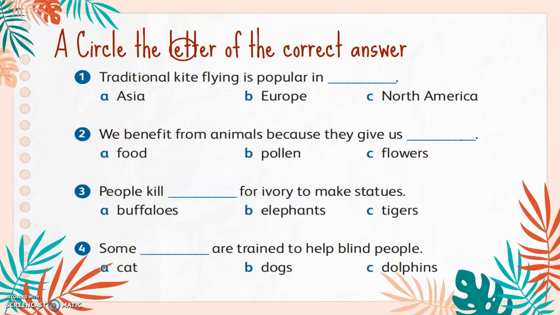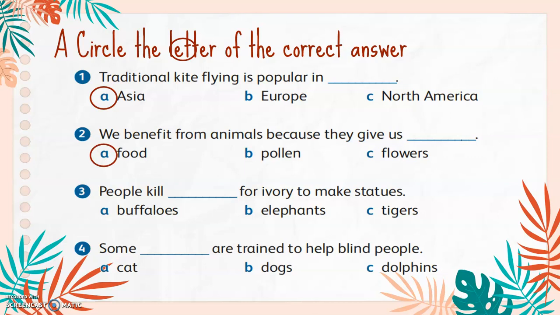Next up, you can open your book page 102. Practice activity. Now I want you to circle the letter of the correct answer. For number 1, traditional kite flying is popular in where? Okay, good job, Asia. You can circle Asia.